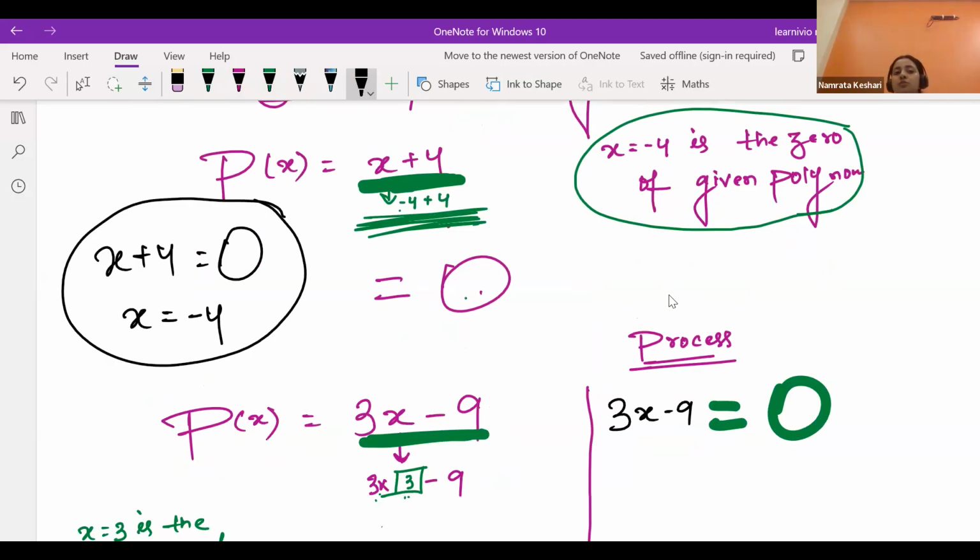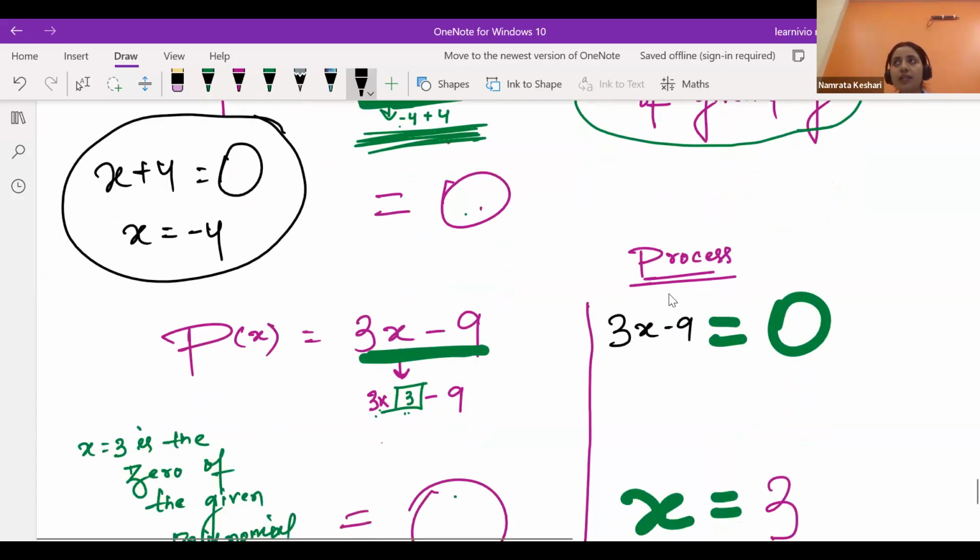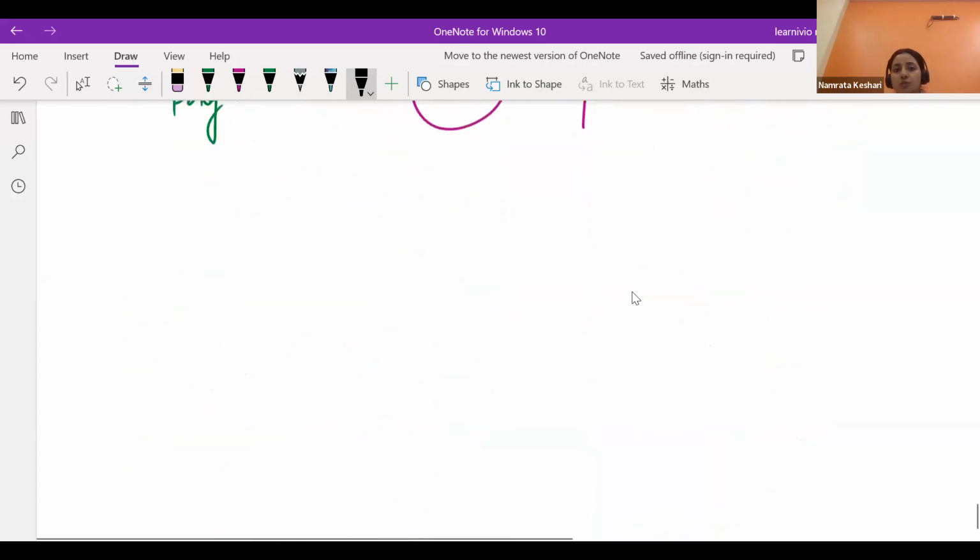Yes, ma'am. So two things you understood: what is the meaning of 0 and how to find the 0. The meaning of 0 is we are searching for that x value which can make the polynomial 0. And the process is just take the polynomial equals to 0, make an equation and solve it. Whatever value you get, that is the 0.